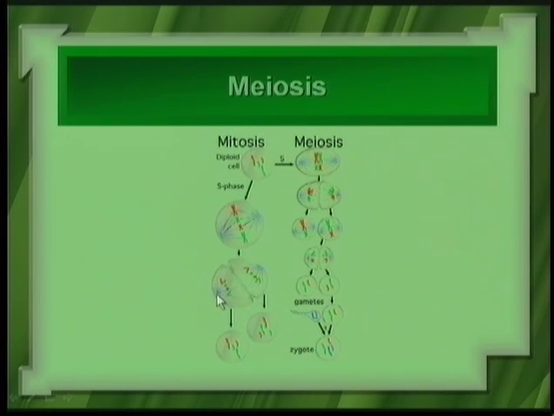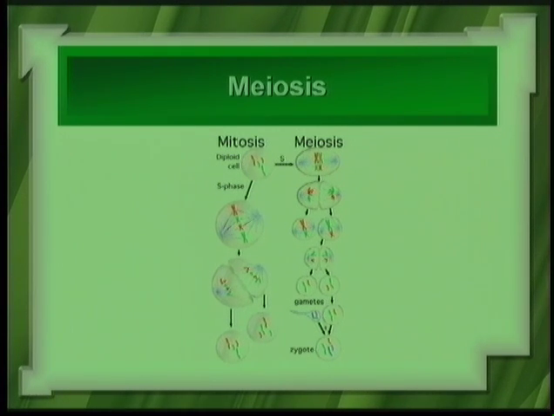So on this side you have one set, on this side you have the other. Both of these cells are identical to each other. They're also identical to their parent cell that they started with. So that is the result of mitosis. You'll have two diploid cells identical to each other and also identical to their parent cell.